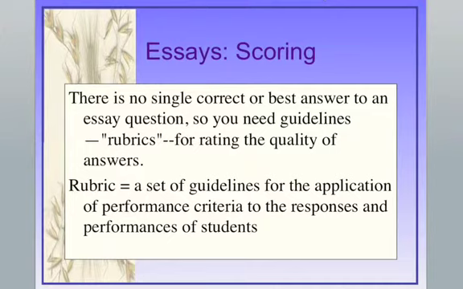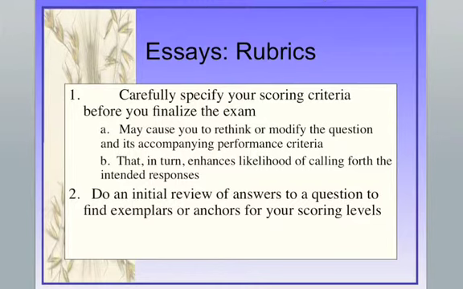A rubric is a set of guidelines for the application of performance criteria to responses and performances of students. You have to carefully specify what your scoring criteria are before you finalize your exam. You may have to rethink or modify your question based on the outcomes you want. That in turn enhances the likelihood of calling forth the intended responses, the things you really wanted to get at. What do you want to see for a final product? What have you taught? What can students realistically be expected to produce?